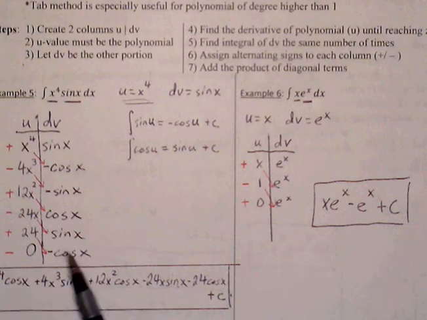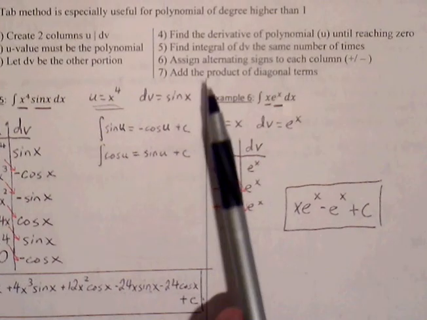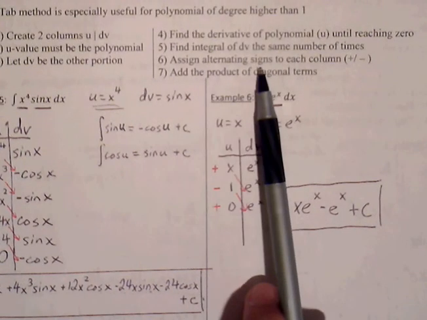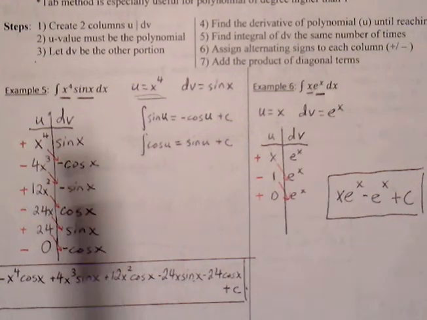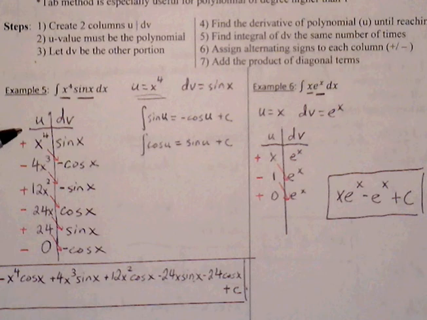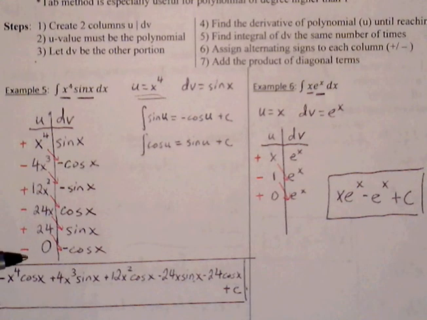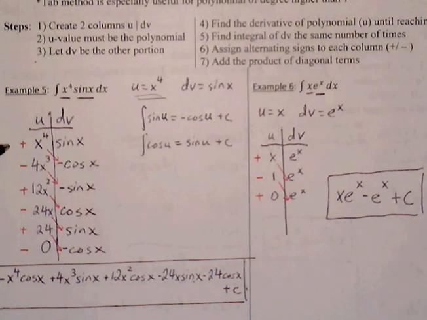Okay. Assign alternating signs to each column, actually just to the column in front of u. So we start off with plus, and then we say minus, plus, minus, plus, minus. We always start with positive, and then we alternate from there.